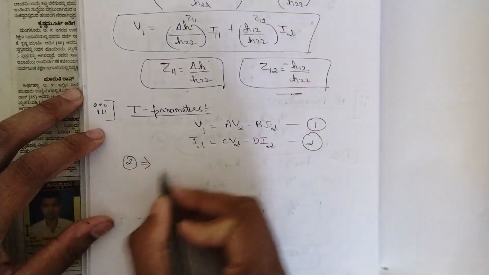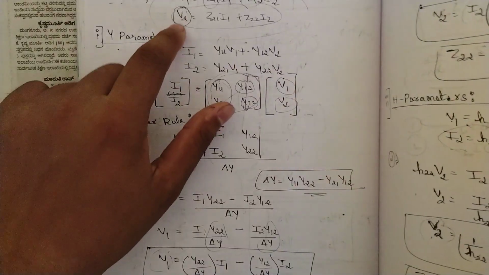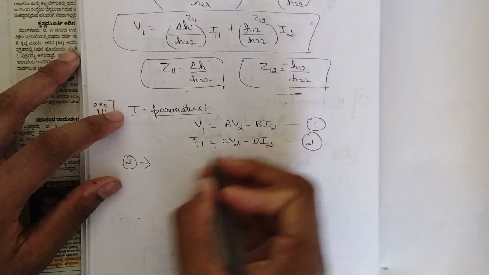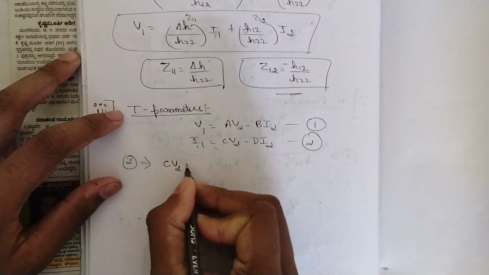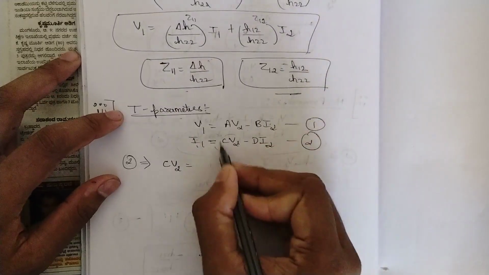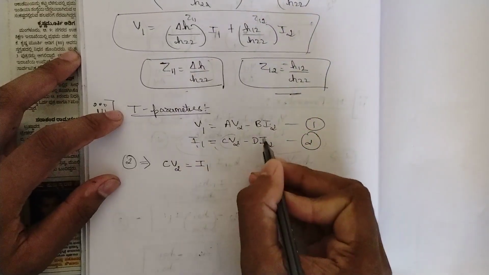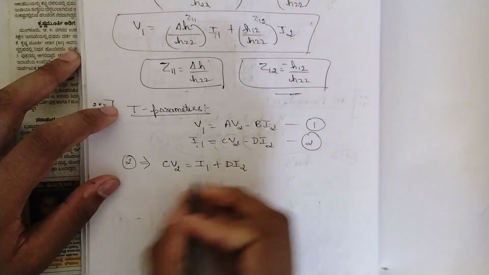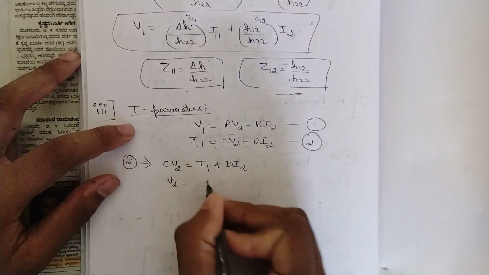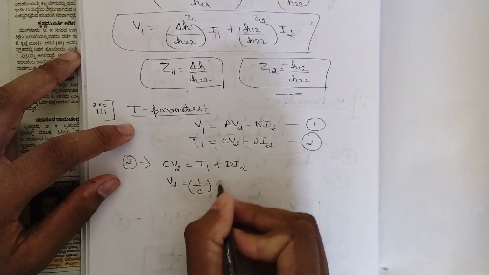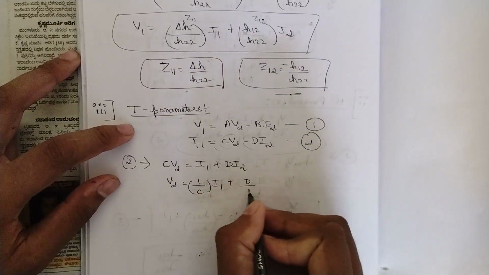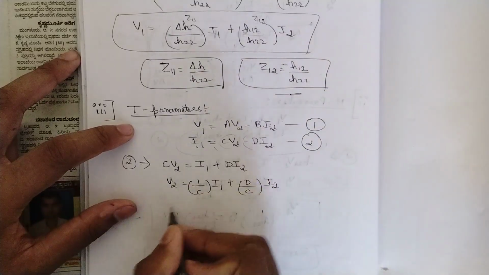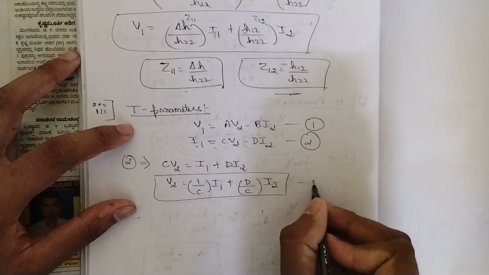Equation 2 would become, we have here V2 on one side. So in this equation, bring the V2 term to one side, that is C V2 you should be bringing to one side. So what would we be left with now? I1 and minus D I2, if you bring it to the other side, that would be plus D I2. So now V2 is equal to 1 by C I1 plus D by C I2. You name it as equation 3 now.